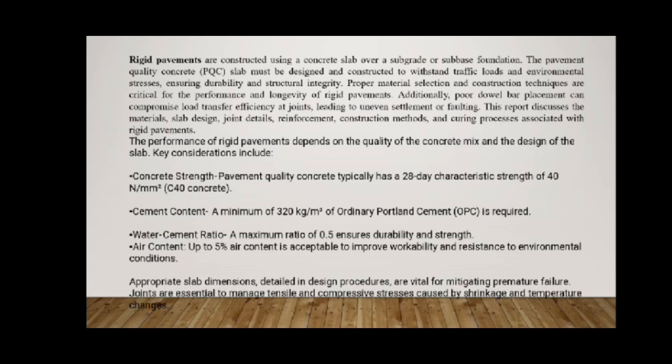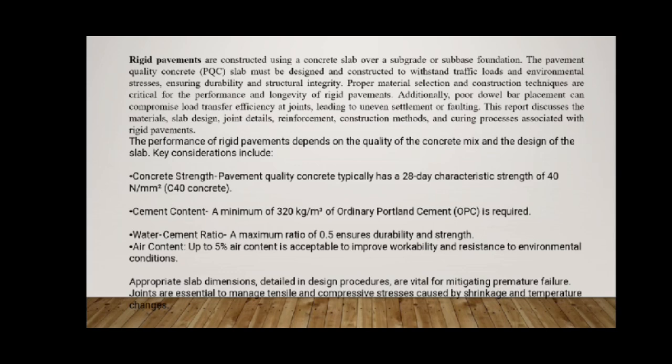Okay, so first is the concrete strength. Pavement quality concrete typically has a 28-day characteristic strength of 40 megapascal, or we call it C40 concrete. So yung pavement quality concrete, meron siyang 28-day na characteristic strength na aabot sa 40 megapascal. Ito yung strength na kayang i-resist, no, ng concrete, o kayang i-resist na load sa concrete.